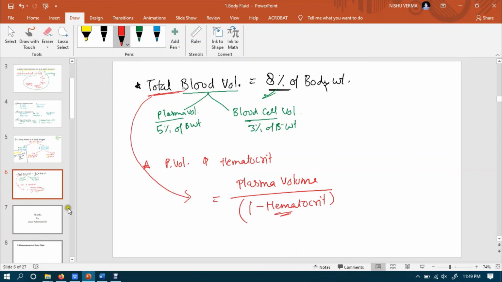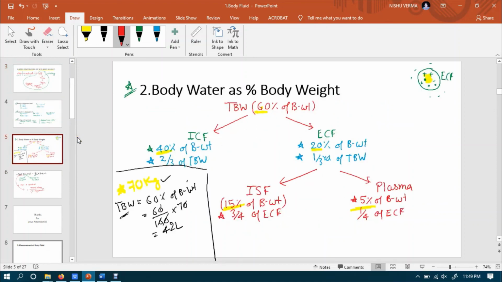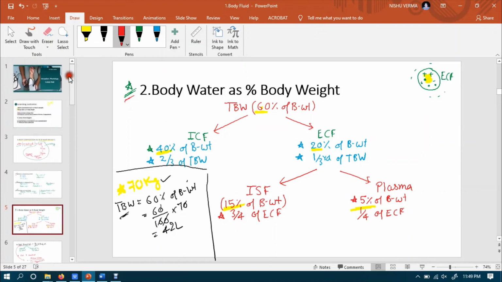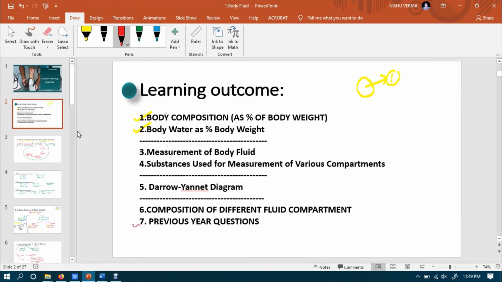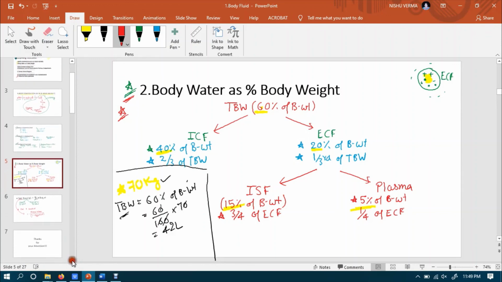So that's for today. We learned body composition as a percentage of body weight, and the second topic, body water as a percentage of the body weight. It is a very important topic, because when we looked at the last series of previous exams, we saw that most of the questions came from this slide. So you can revise it many times for better understanding of the previous year exams.